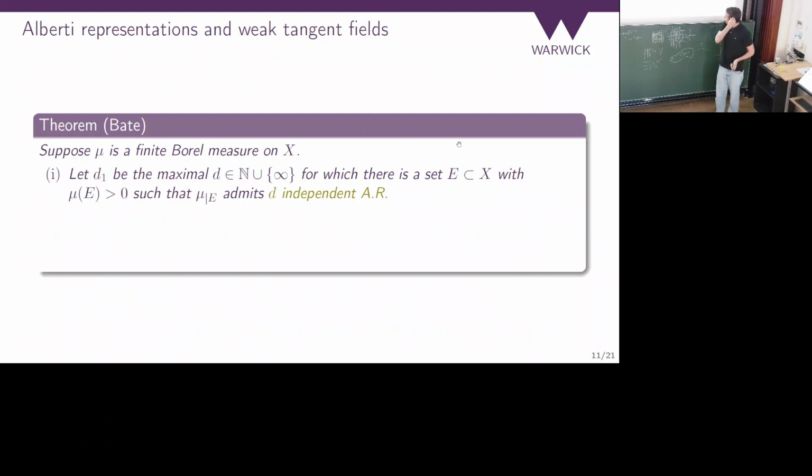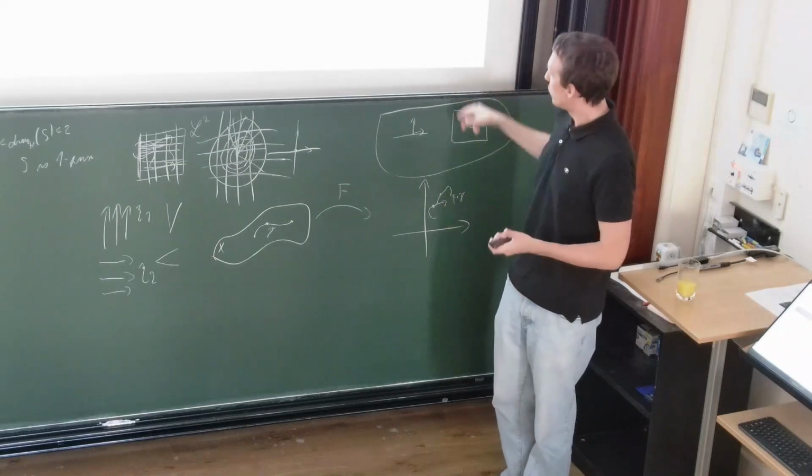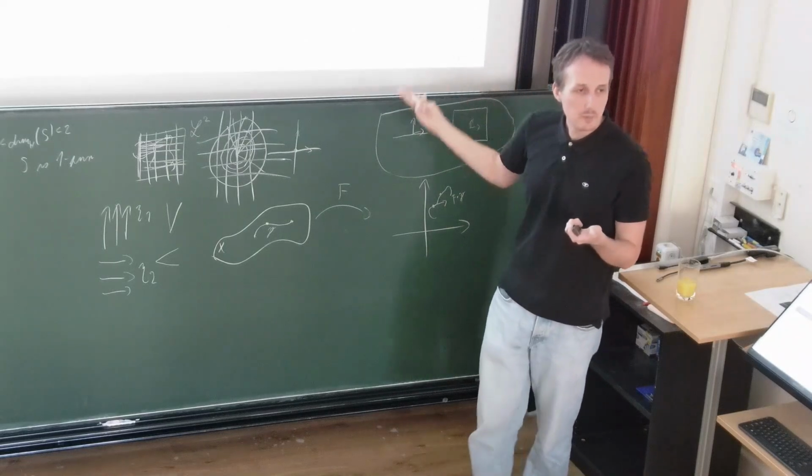So let's have a measure on the space X, and let d1 be the maximal number for which I can find some set E of positive measure, such that when I restrict to that set, it admits d independent Alberti representations. The reason I need to restrict to a set is I could be in this setting, and my measure could be h1 on this guy plus h2 on this guy. That doesn't have two independent Alberti representations because of this guy, but if I forget him and just keep the square, I have two independent Alberti representations. So I'm trying to find the largest piece, the highest dimensional piece.